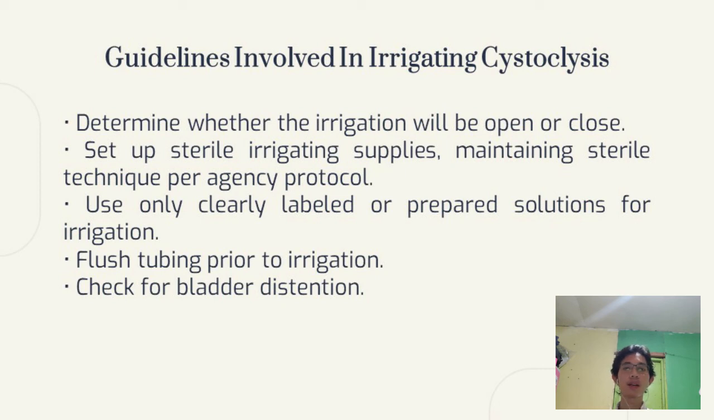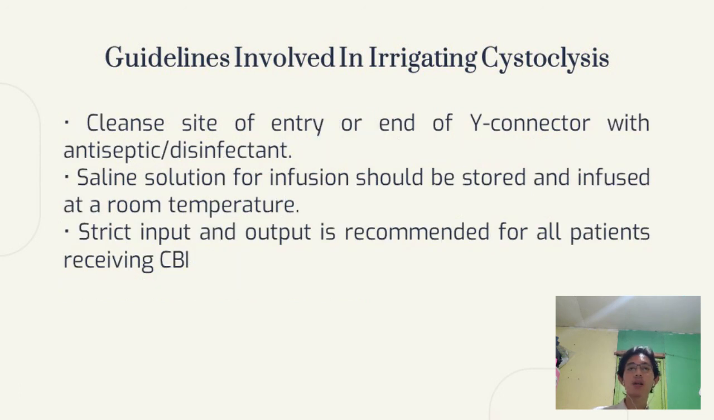Next is to flush the tubing prior to irrigation, to clear air from the tubing that might cause bladder distension and to know the patency of the tubing. Next is to check for bladder distension. It detects whether a catheter is malfunctioning or blocking urinary drainage. Next is to cleanse the site of entry or end of the Y connector with antiseptic or disinfectant. It is to prevent infection.